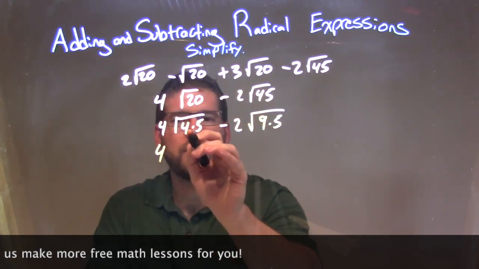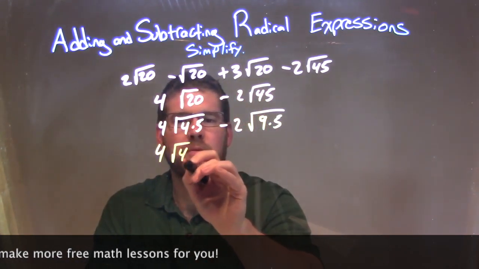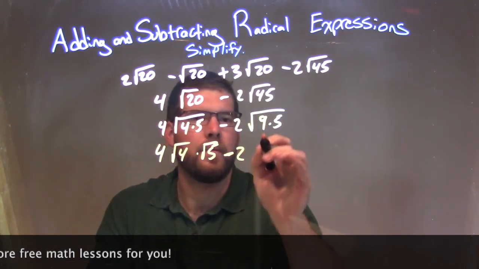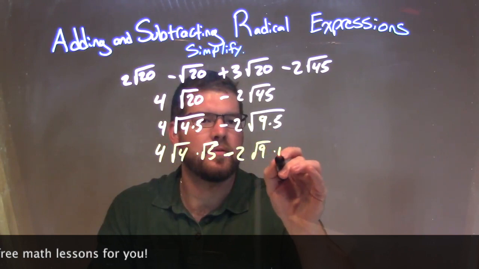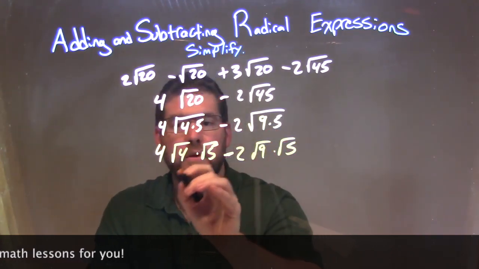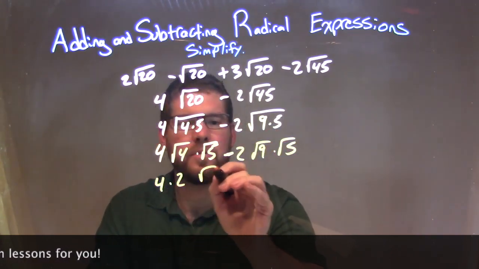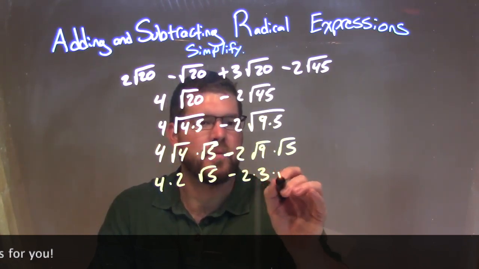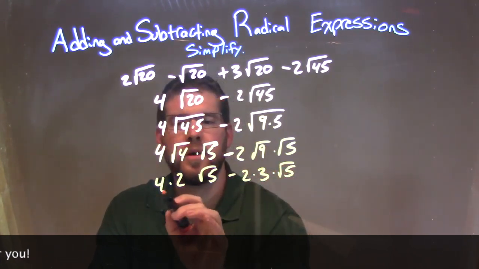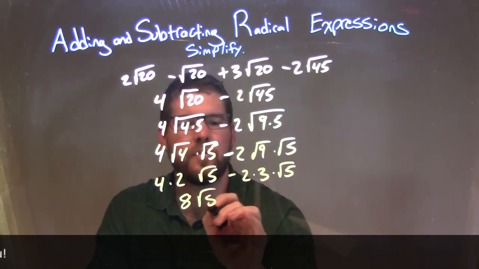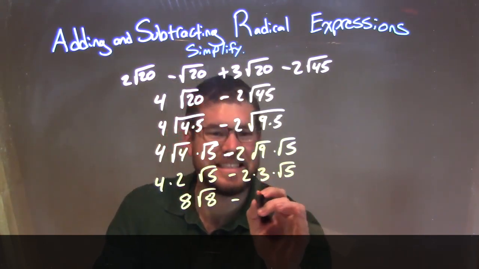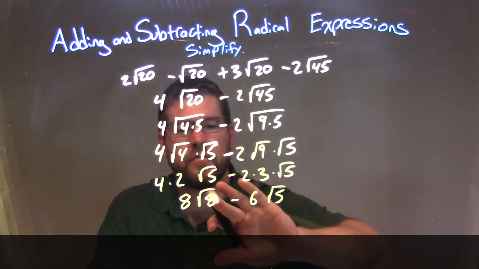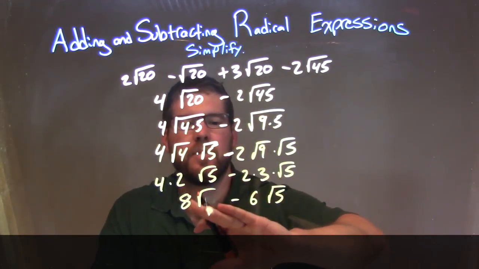With the 4 times 5, I can break down to the square root of 4 times the square root of 5 like that. And the same thing with the 9 times 5, the square root of 9 times the square root of 5. Square root of 4 is 2, so we have 4 times 2 times the square root of 5 here, and 2 times the square root of 9, which is 3, times the square root of 5. Simplify a little bit more here. 4 times 2 is 8. We have 8 square root of 5 here, minus 2 times 3, which is 6, square root of 5. And look, I wrote an 8 there, but it's supposed to be a 5. Okay, be careful.